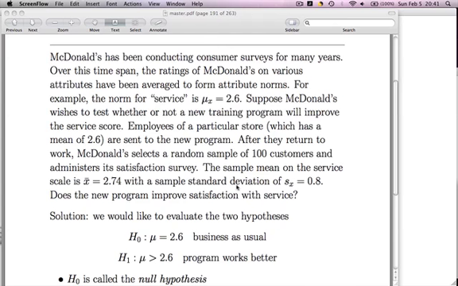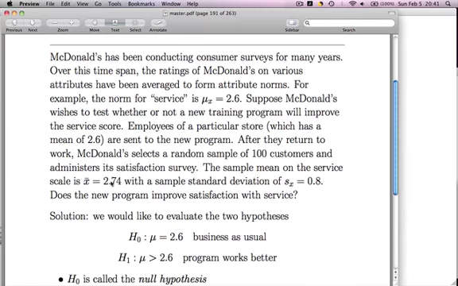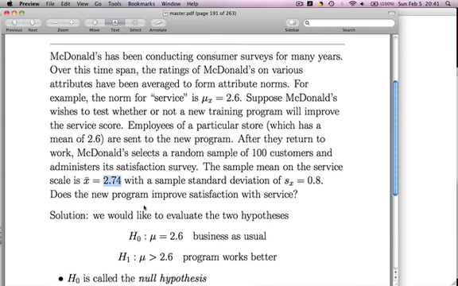Now, there's a managerial question attached to this. Do we roll out the new service training program? If they do this and it's ineffective, they're wasting their money. The results from this sample suggest that the new thing works, but this is just a sample based on 100 customers. So let's see how we approach this in Chapter 10.